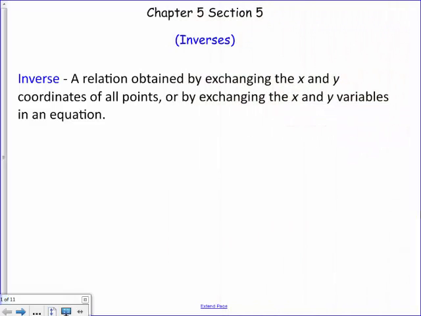It's time to talk some inverses, and especially inverses when we're looking at graphing on a coordinate plane. So an inverse is a relation obtained by exchanging the x and the y coordinates of all the points, or by exchanging the x and y variables in an equation. And I'll show you what I mean.